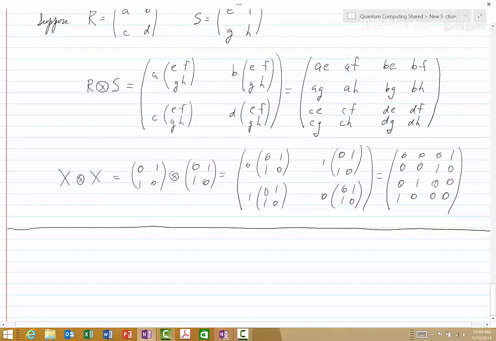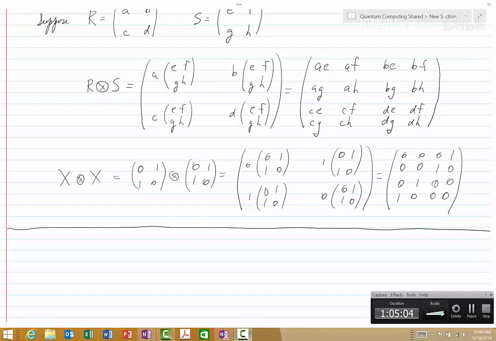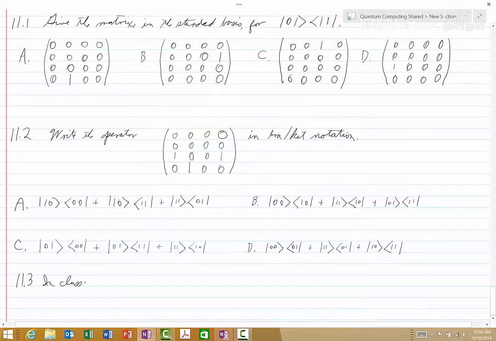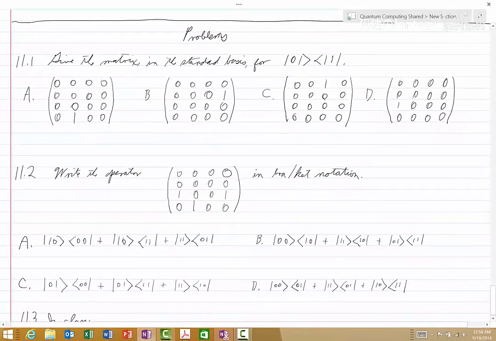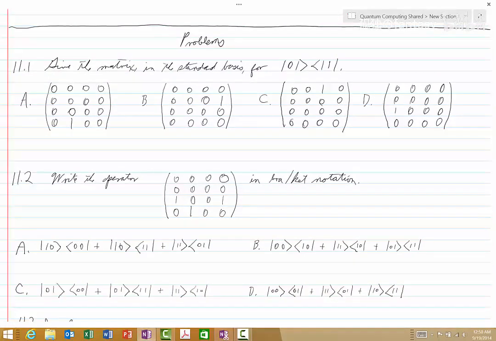So this gets us a good start on chapter 4, and now let's look at some problems. So now to finish up this lecture with a few problems that I think you'll find fairly straightforward. In problem 11.1, you are asked to give the matrix in standard basis for this operator. We have the ket 0, 1 and the bra 1, 1.